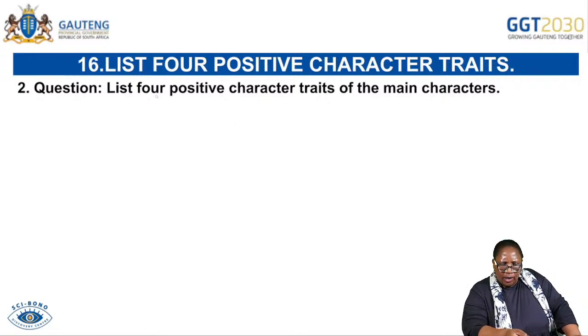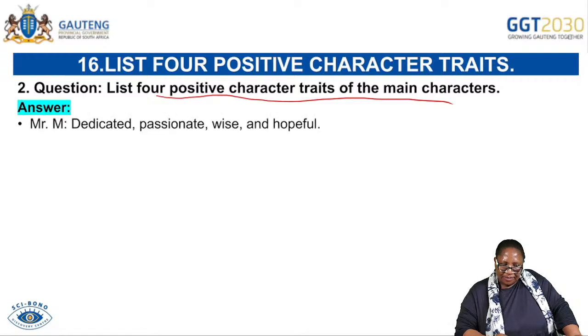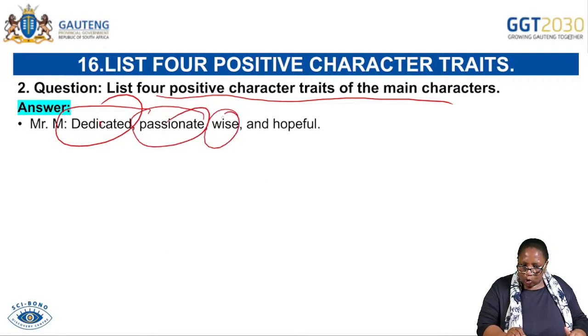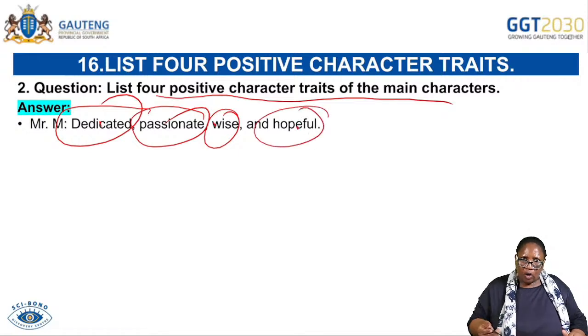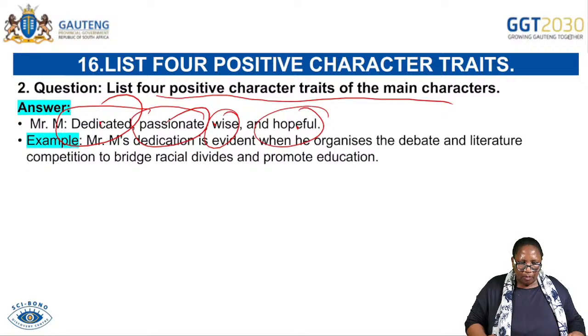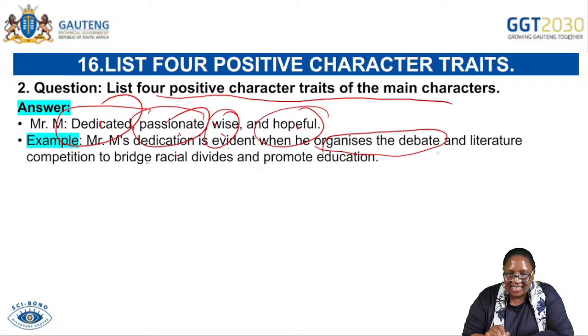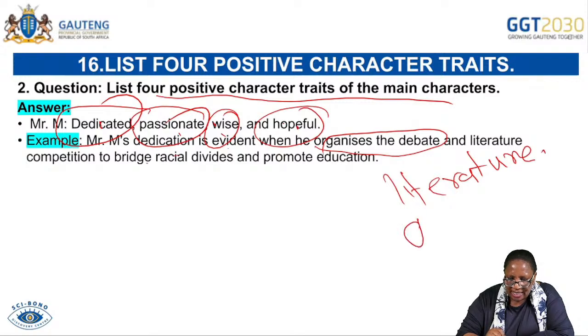Let's look at the 4 character traits of the main characters. Mr. M, we know him as a dedicated person, isn't it? Passionate. Do you have it on your paper? He's also wise, and he's also hopeful. Example of that. How do we know that Mr. M is dedicated and passionate and wise as well as hopeful? Mr. M's dedication is evident when he organizes the debate as well as the literature quiz or literature competition.